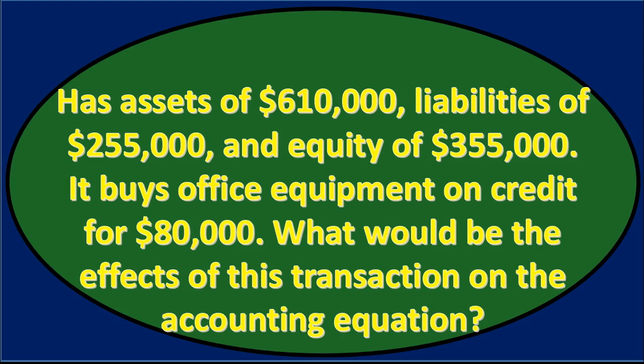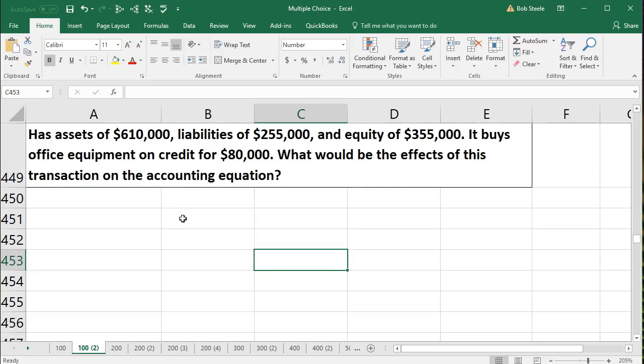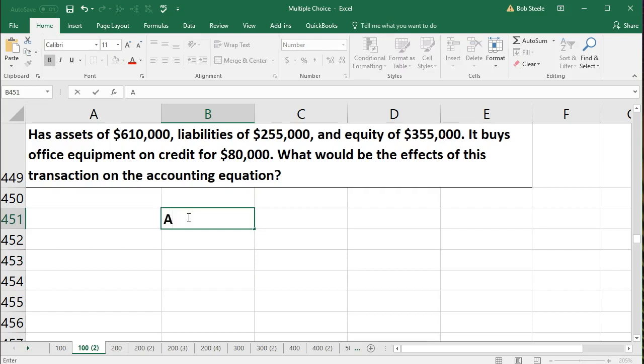Next question. Company has assets of $610,000, liabilities of $255,000, and equity of $355,000. It buys office equipment on credit for $80,000. What would be the effect of this transaction on the accounting equation? We will start off once again writing down the accounting equation. Assets equal liabilities plus equity.